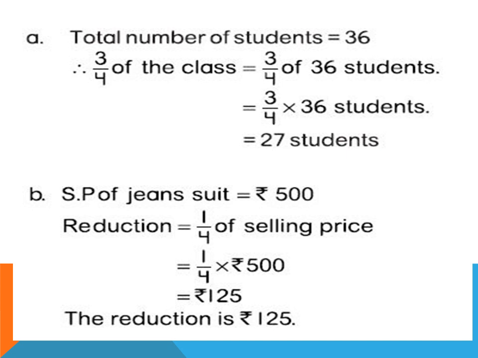Number B, selling price of jeans was 500. Reduction is 1/4 of the selling price. That means 1/4 into rupees 500 will give you rupees 125. So total reduction is rupees 125. If you need more time, pause the video, note down the correct answer if you have done anything wrong, and if you have done everything correctly, then very good. Let us move on.